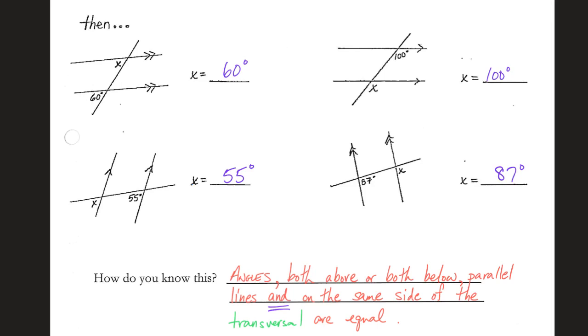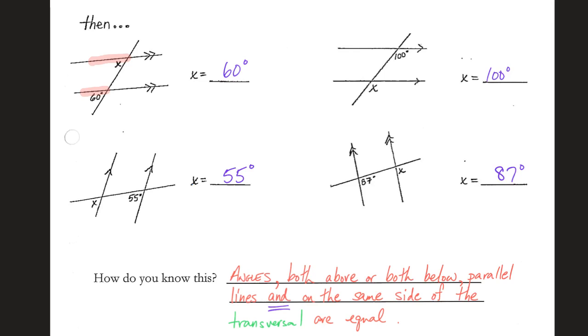And what do we know about those? We know that they're equal. So what I'm going to do is take those words at the bottom of the page and draw exactly what they have on each diagram. So let's highlight the first one. It says angles both above or both below the parallel lines. So I'm going to highlight the parallel line that forms each angle.